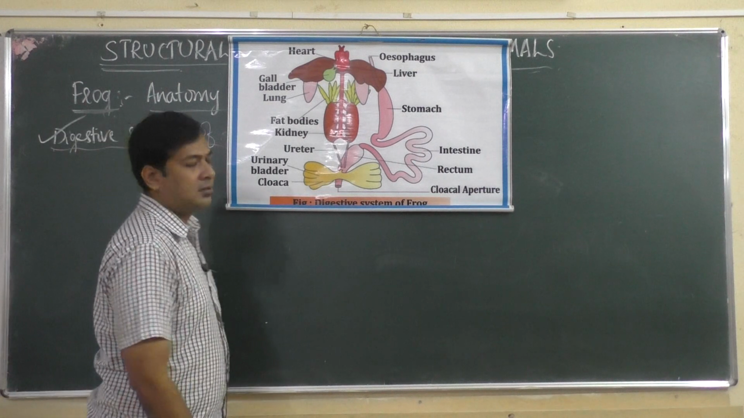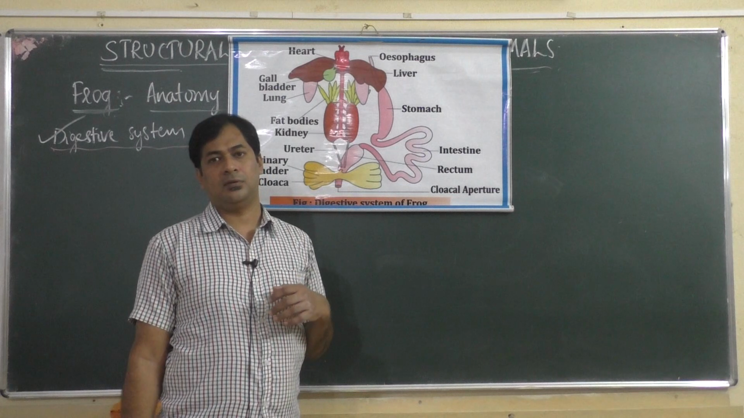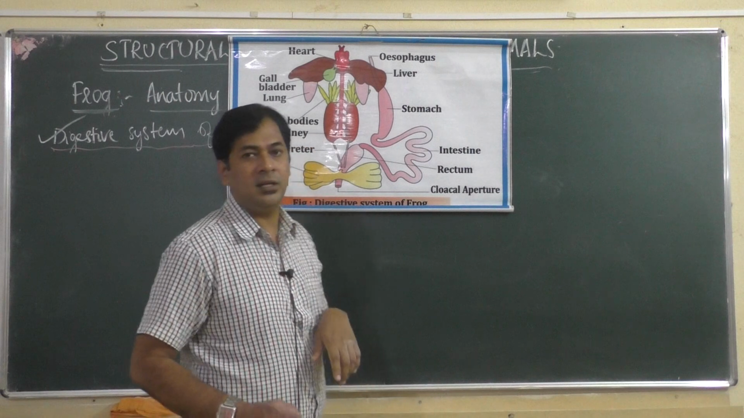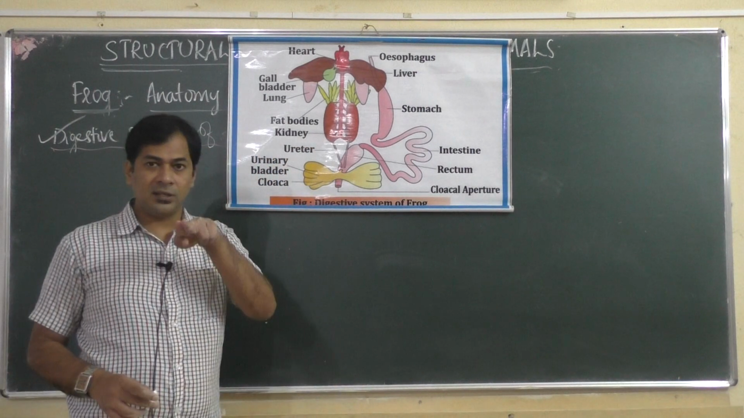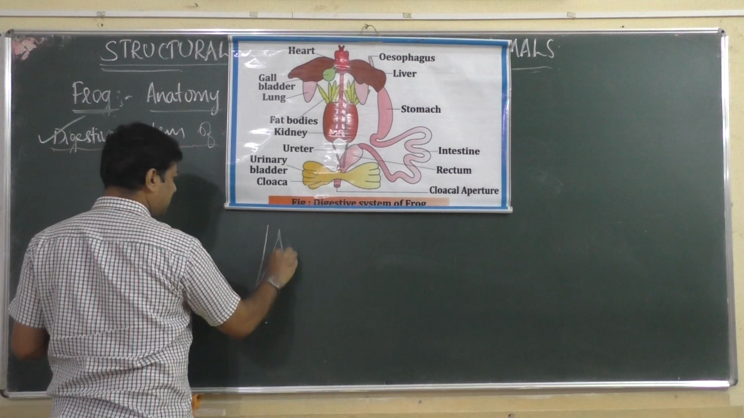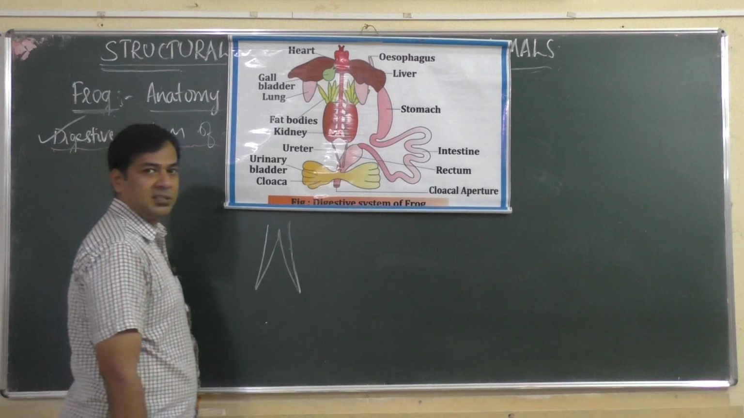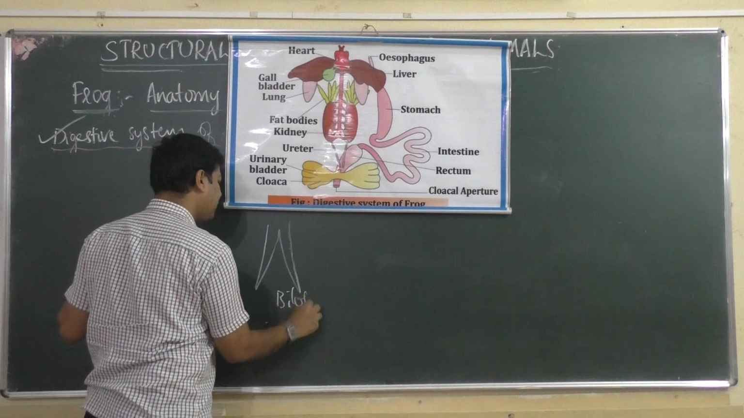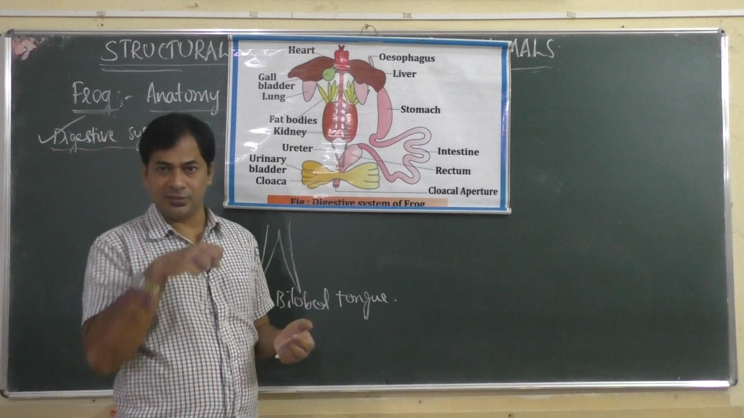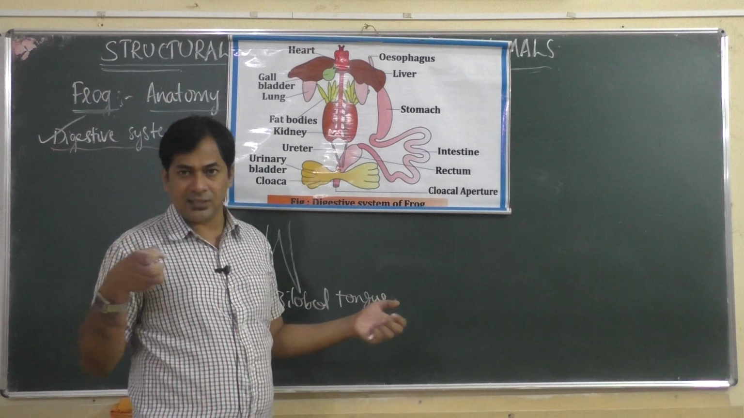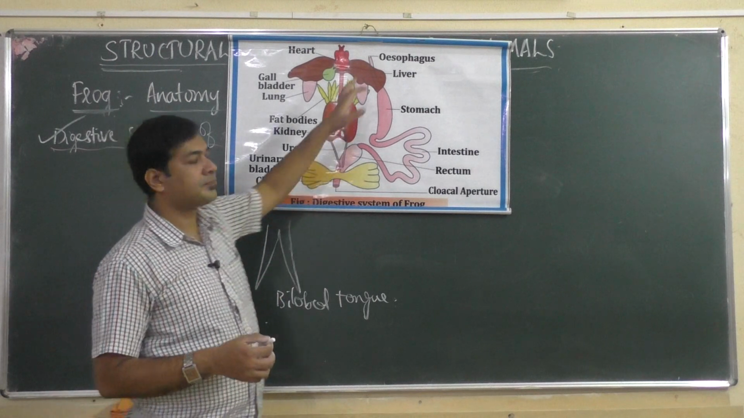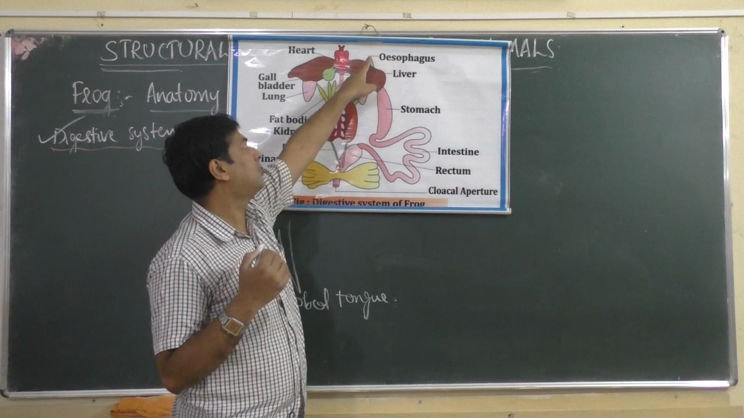Food will be swallowed, and food will be caught by the bilobed tongue in frog. Bilobed means the tongue is divided into two segments, like this. The tongue is split. This is the bilobed tongue. So the bilobed tongue will catch the food. The tongue is long, which will catch the food. Then food will be taken into the mouth, then it goes to the buccal cavity, that is the throat. Then food comes to the esophagus.